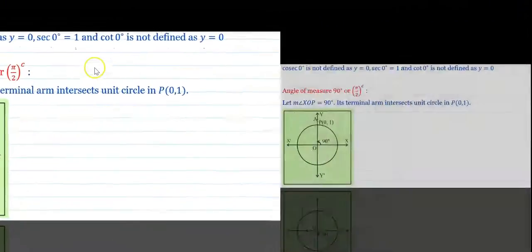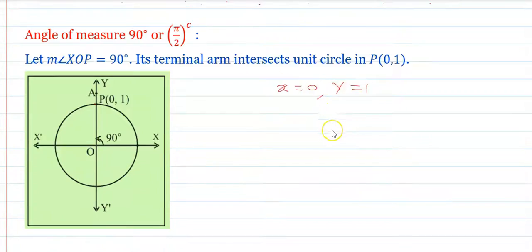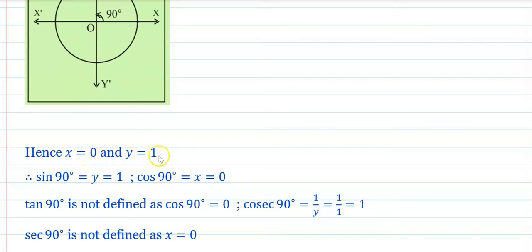Next, angle of measure 90 degrees. Now, the point P is on the y-axis, and on the y-axis the x coordinate is 0 and y is equal to 1. Now see here, x is 0 and y is 1. What about sin 90? Sin म्हणजे काय तर y and y is 1. Therefore sin 90 is 1. What about cos 90? Cos 90 is 0.